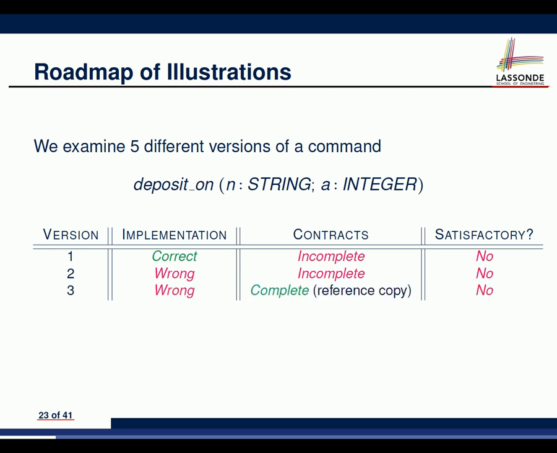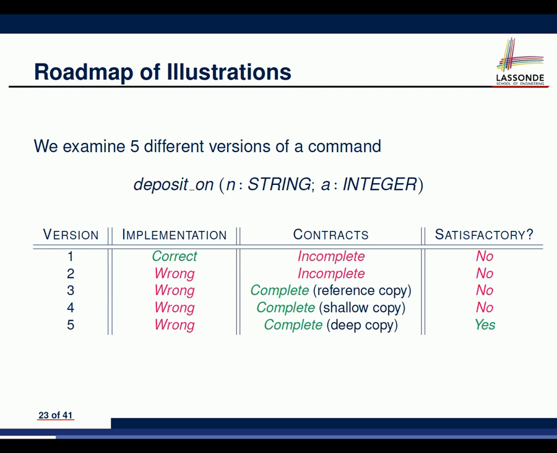Version number 3, we're going to keep the same wrong implementation, and we want to gradually improve the postcondition. For the first attempt at a complete postcondition, we're going to use a reference copy in the old expression. It turns out a reference copy is not going to be helpful. What about a shallow copy? Shallow copy also is not going to be helpful in this case because the change we are trying to make is beyond the first level. That means only deep copy, the final version, is going to be the one.